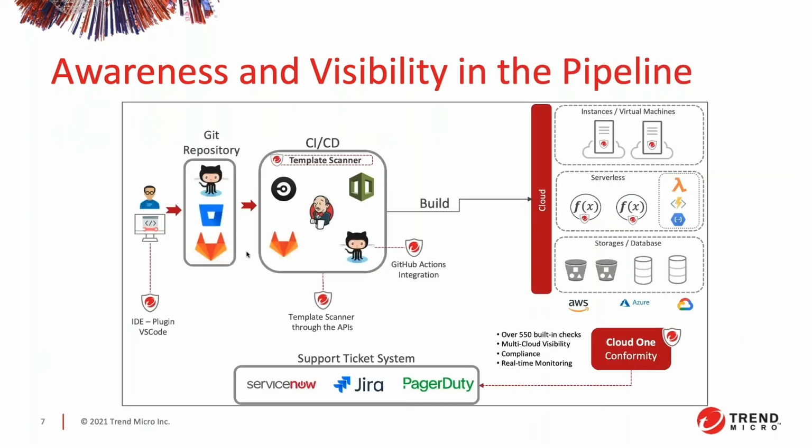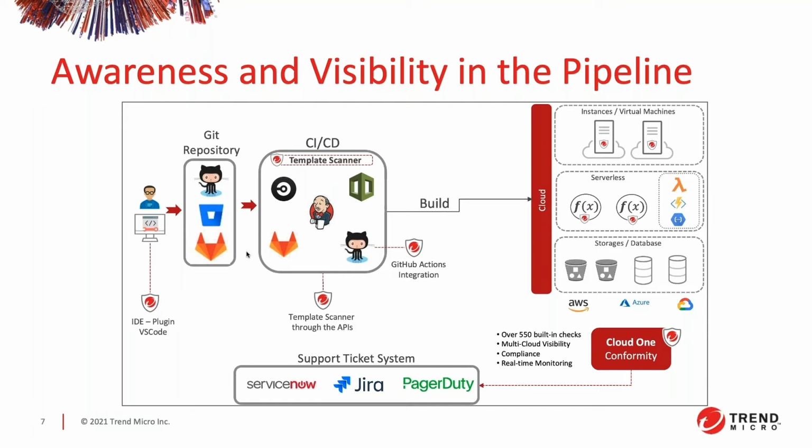This is a very simple example of developers pushing code to the Git repository, and you have CI/CD technologies like GitLab, GitHub Actions, or Jenkins, or CircleCI, and so many others, where you are pushing your code or creating your applications in AWS, Azure, or GCP. But how do you make sure of these pipelines, or do you have any awareness or visibility around this pipeline?